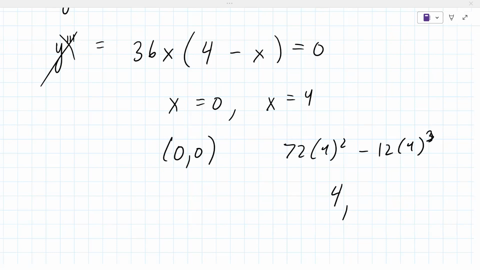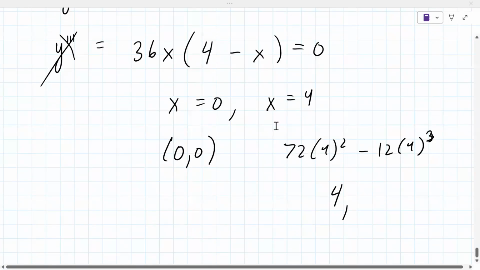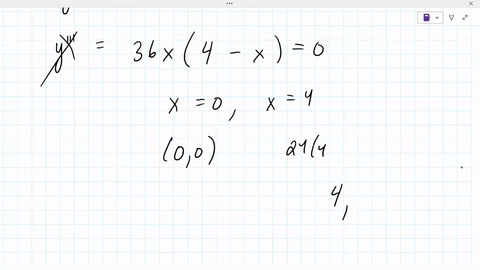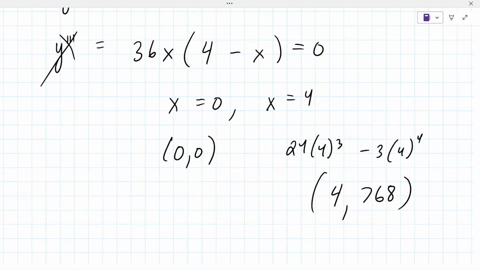I got it different. Oh, you know what? I'm putting them in the wrong one. That's the problem. You have to go back to the original, not the derivative. That's my fault, sorry about that. 4 cubed minus 3 times 4 to the 4th. It ends up being 768. I'm using the graph, so I can quickly look for it.